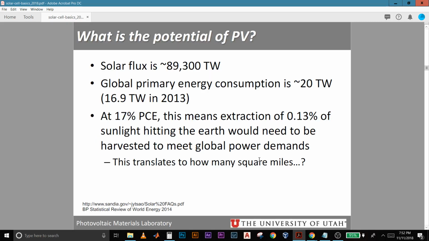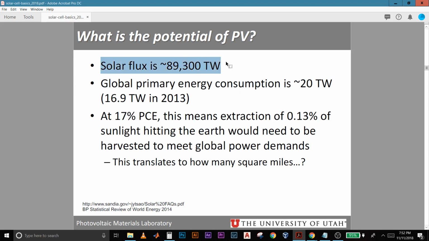Okay. So now at this point, let's think about what is the potential of photovoltaics. And we can get an idea if we look at this quite simple problem. So it says over here that the solar flux is about 90,000 terawatts. So that's the total solar flux, the total irradiance from the sun which is incident on the earth.